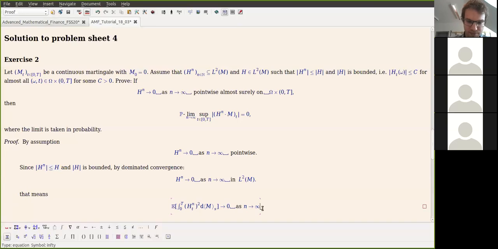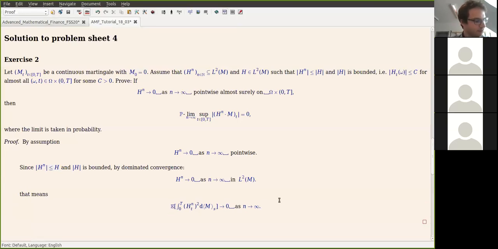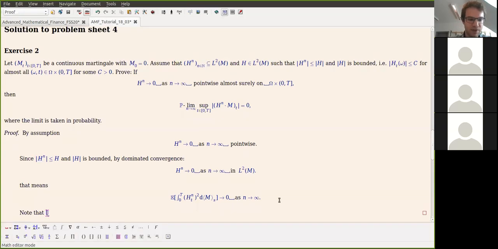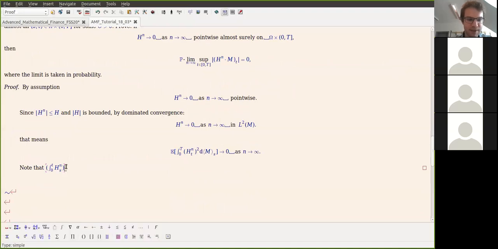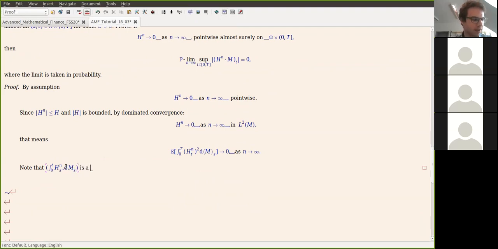Okay. And what we also note is that if we now consider this integral process from 0 to t of Hn, okay, you wanted to see a bit more, and you integrate it with respect to M, it is a continuous martingale, right?